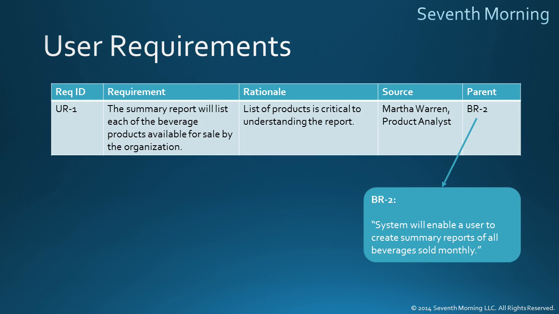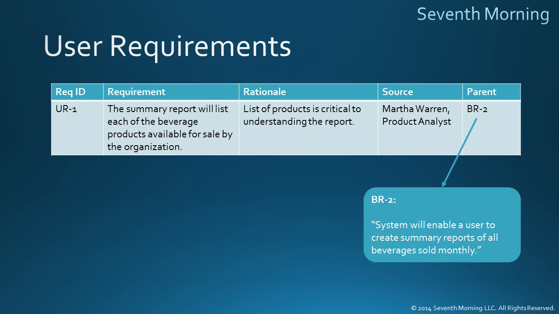This looks very similar to the table of business requirements we were looking at before. We have a column for the requirement ID, and we've started referring to these user requirements as beginning with the prefix UR. The actual requirement is also listed here. The summary report will list each of the beverage products available for sale by the organization. Okay, this requirement seems pretty clear. It doesn't say that it'll list all the beverages because it's not clear what set of beverages that implies. It also highlights for the development team that we need to list beverages that haven't been sold over the given time frame, which is a good thing to know.